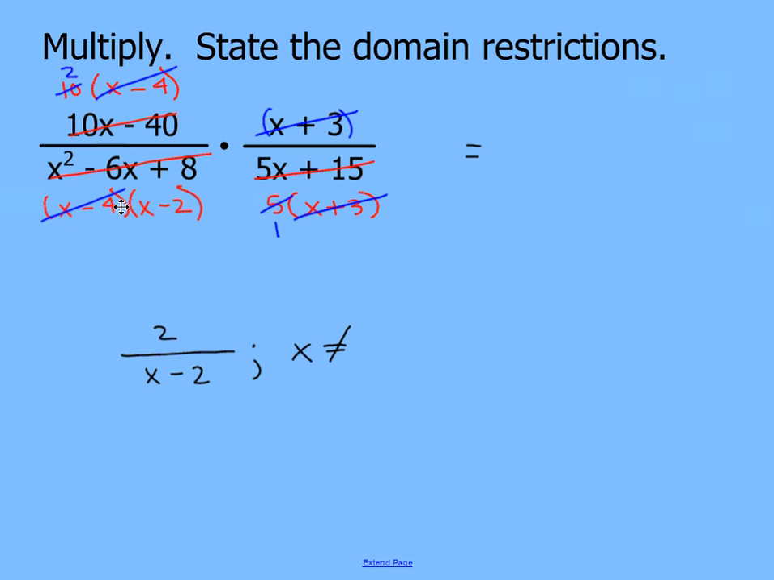So right here, x cannot be positive 4. Right here, x cannot be 2. Here, there is no variable, so I don't have any restrictions in my domain here. And then on this last one, x cannot be negative 3. So this is my final answer. You should be able to go ahead and do the homework on the right now.